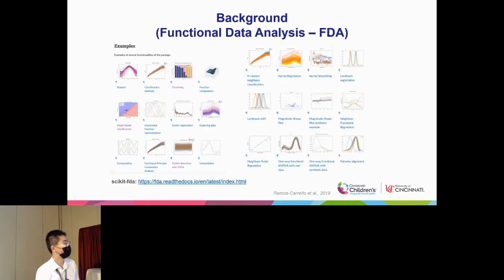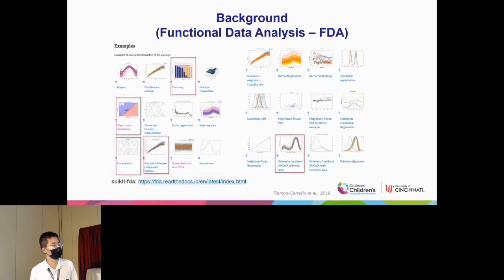And actually, there are a lot of different functions available in scikit-fda, which is in Python. For example, clustering and classification, extrapolation, functional PCA, as well as functional ANOVA can be easily achieved using this package. And this is also one of the basic packages that we use in the CellDrift tool.